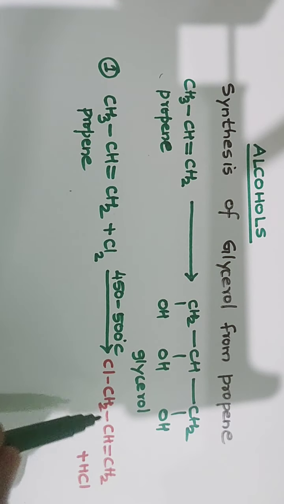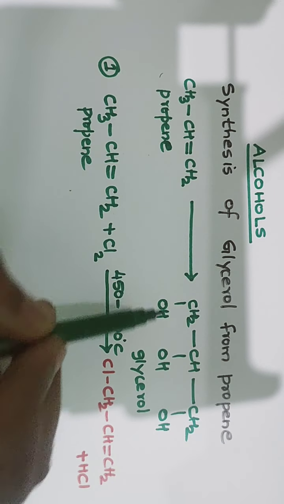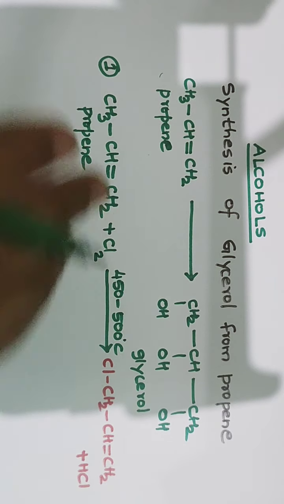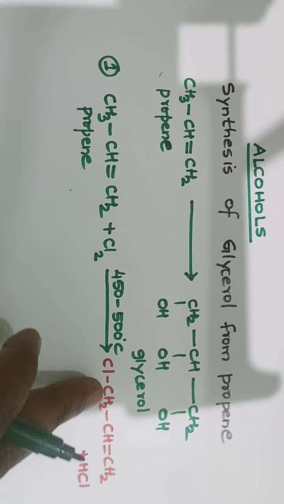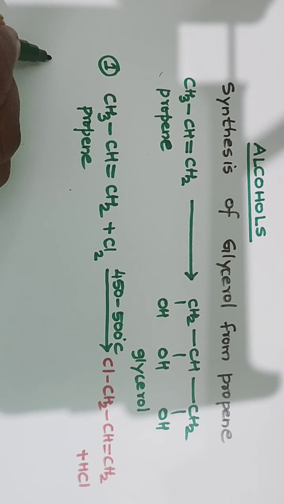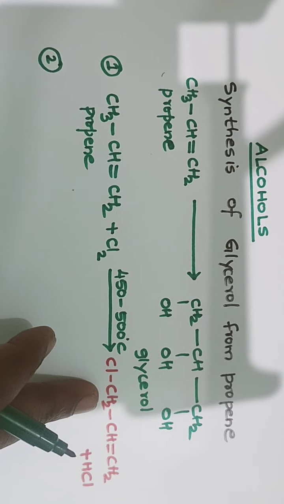But we don't require allyl chloride, we require an alcoholic group here. So what we should do is, this chlorine should be replaced by an alcohol. So that is done by treating this alkyl halide with water in presence of sodium carbonate. We call that reaction hydrolysis. Okay, second step involves the hydrolysis of this.